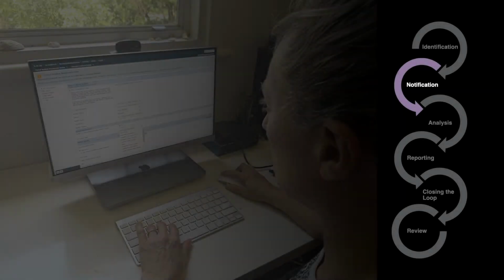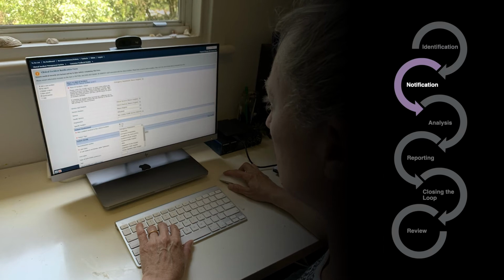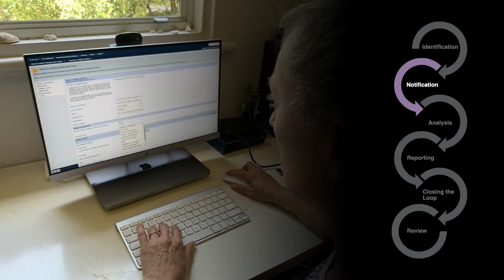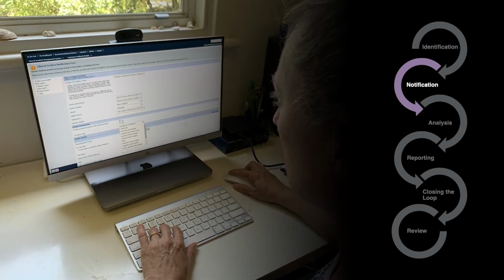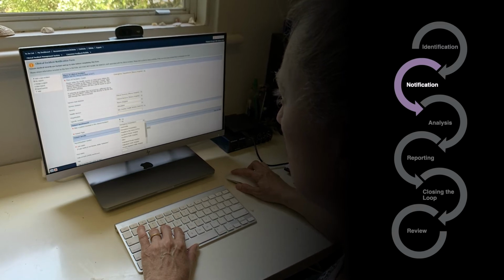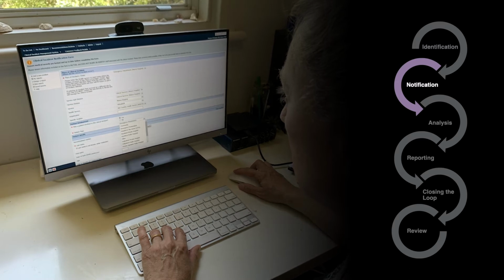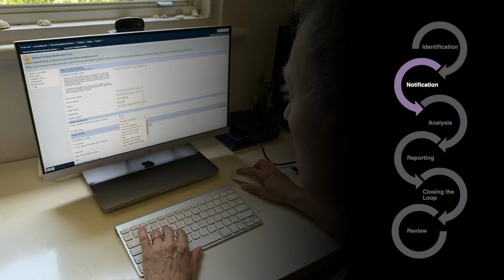The next stage of clinical incident management involves notification that an incident has occurred. Notification of a clinical incident is made via an online clinical incident form completed within Datix SIMS. This is WA Health's system for clinical incident management. Any staff member can notify that a clinical incident has occurred, and notification can be done anonymously.